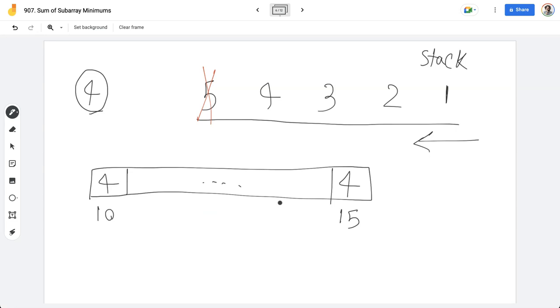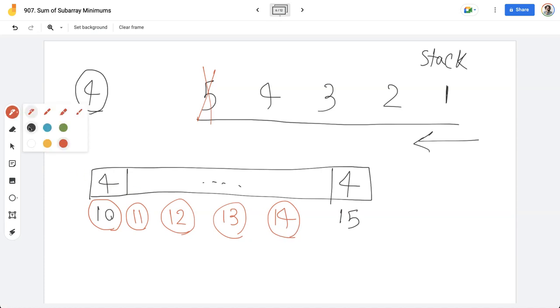So how many different options do we have for the right side of 4? Of course, we have 10, we have 11, we have 12, 13, and again 14. So here again, the difference is going to be the number of options. So it's going to be 15 minus 10.